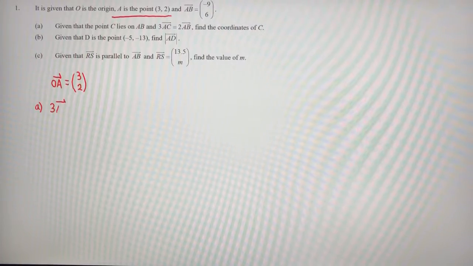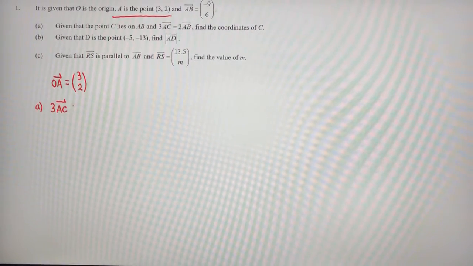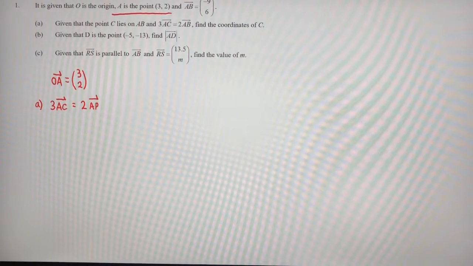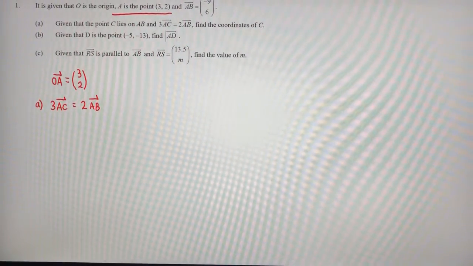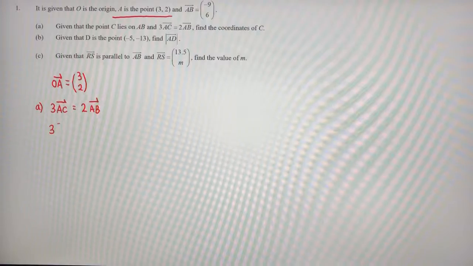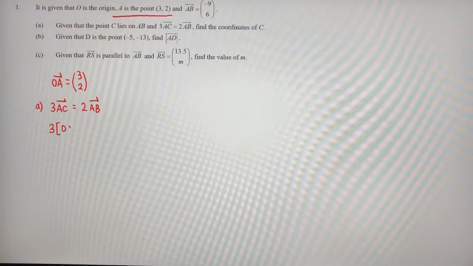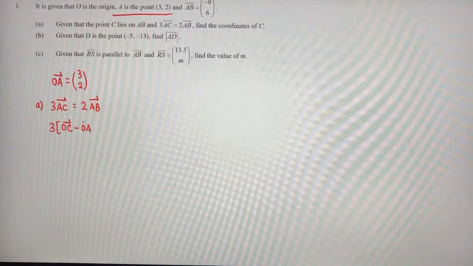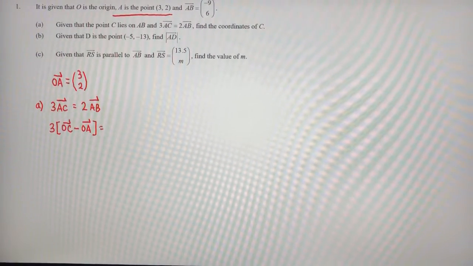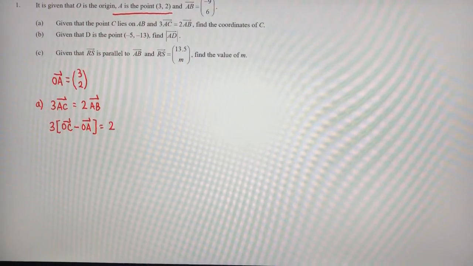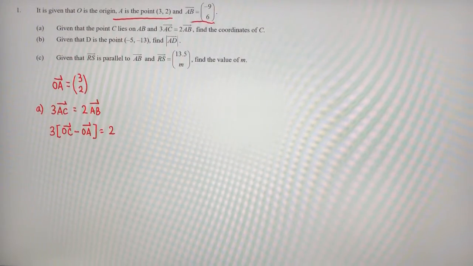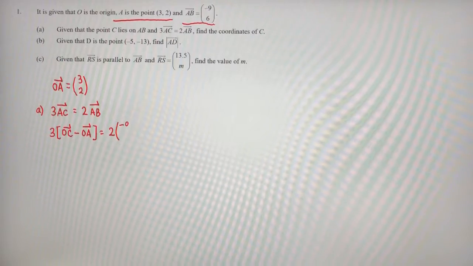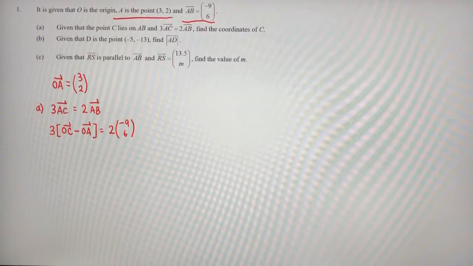For part A, the question tells us that 3 times vector AC equals 2 times vector AB. So when you take a look at the left-hand side of the equation, you can resolve the vector AC to become vector OC minus OA. As for the right-hand side of the equation, you can make use of the vector AB given by the question and perform the substitution.